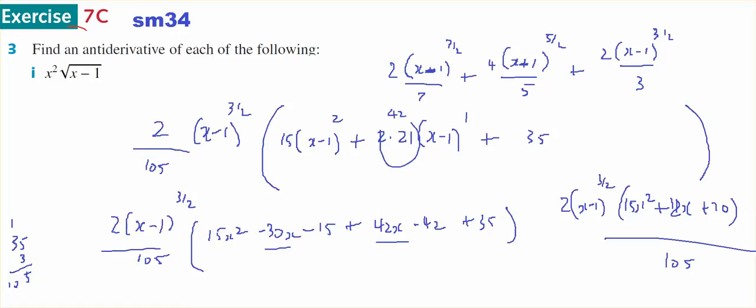Sorry, it's not 20 at the back because I've got minus 15, minus 42 and 35. So that will give me, that's plus 15 by the way, that gives me 8.